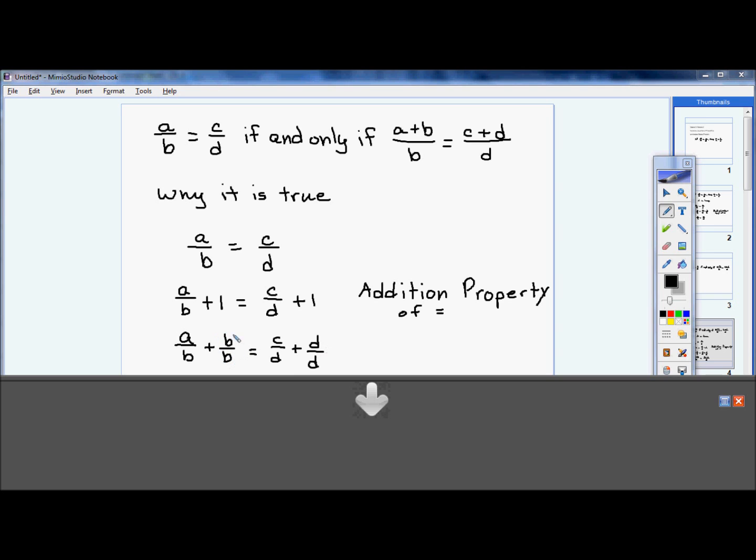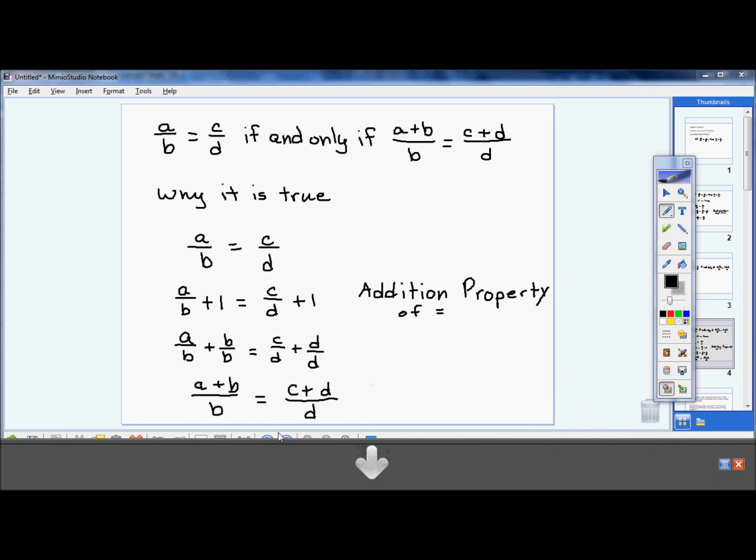Okay, we all know that anything over itself is 1. So I just put in an interesting form of 1 in this equation. So when you do that, A over B plus B over B, the denominators are the same. That means I can write this as one fraction, as A plus B over B. These denominators are the same, so I can rewrite it as C plus D over D. And that's exactly what we were looking to find in the first place.